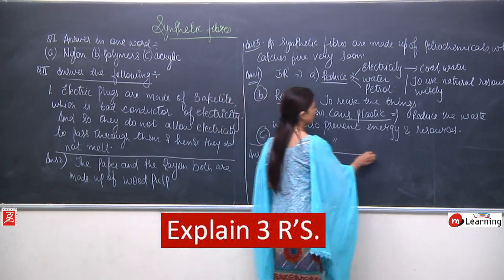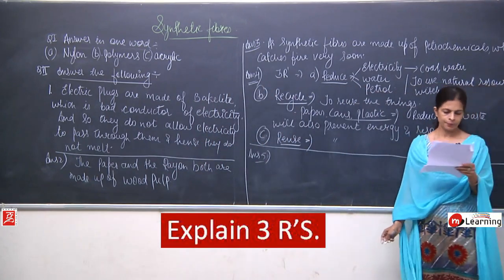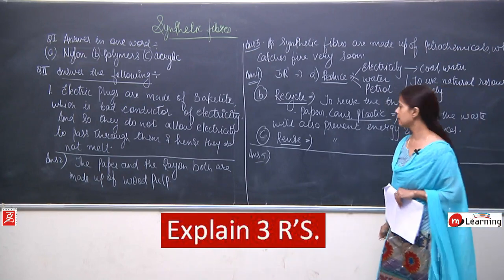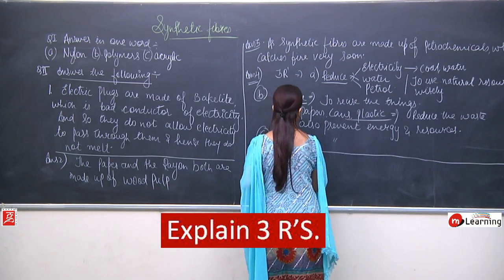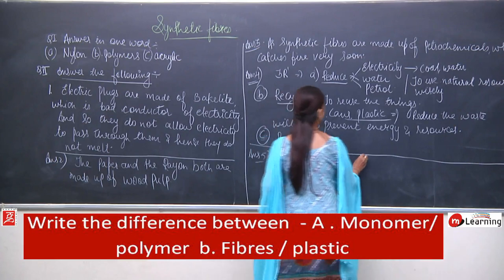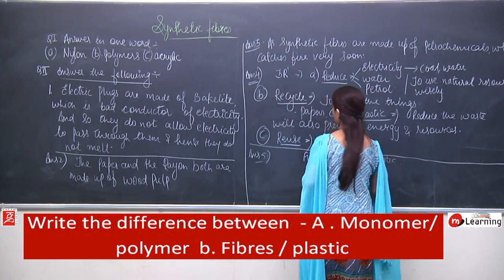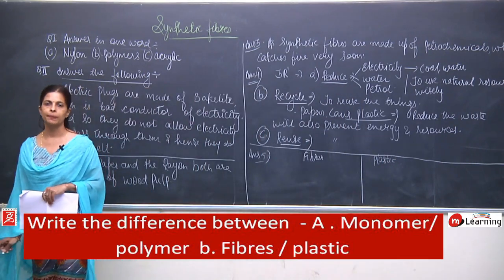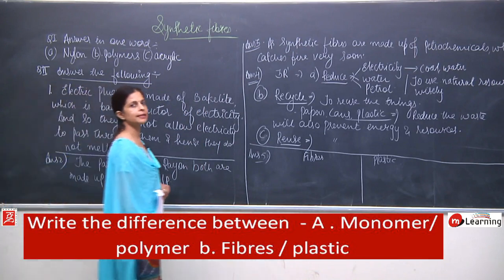So what is question number 5, children? Let me read the question. Write the difference between the fibers and plastic. So they are asking the difference between the fibers and the plastic. Now, children, the difference is in the making, in how the fibers and plastics are made.